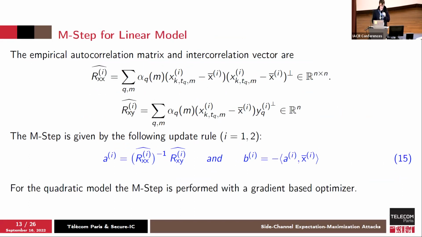If we have a linear leakage model, this is the same thing, but we generalize the maximization. We compute the autocorrelation matrix and the intercorrelation vector, and we do a regression the same way. Though for the quadratic model, it's harder to see. There is no closed form expression to do the maximization. So you can use a gradient-based optimizer. It can be quick because you can compute explicitly the formula for the Jacobian.